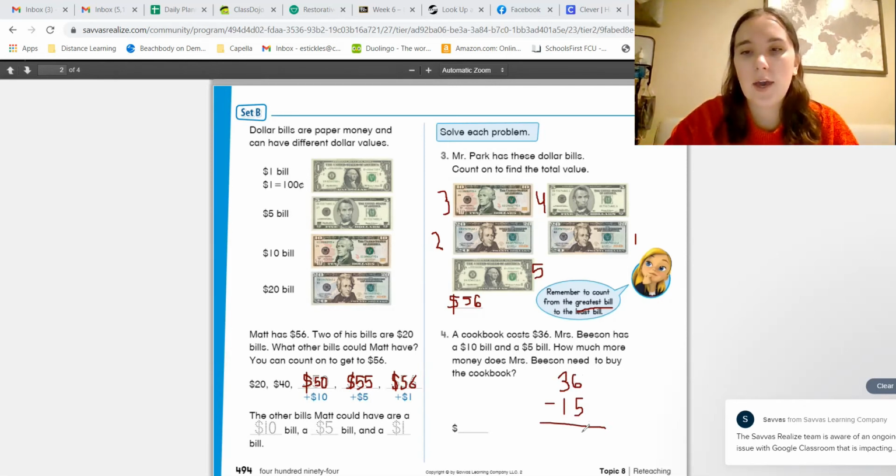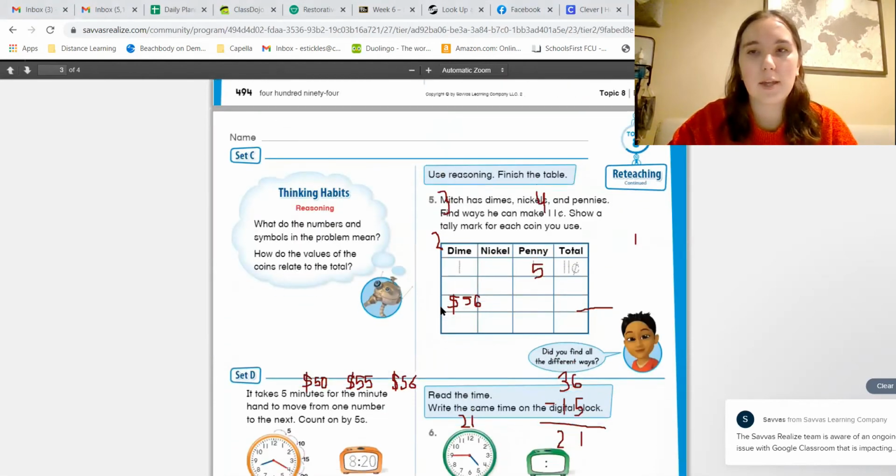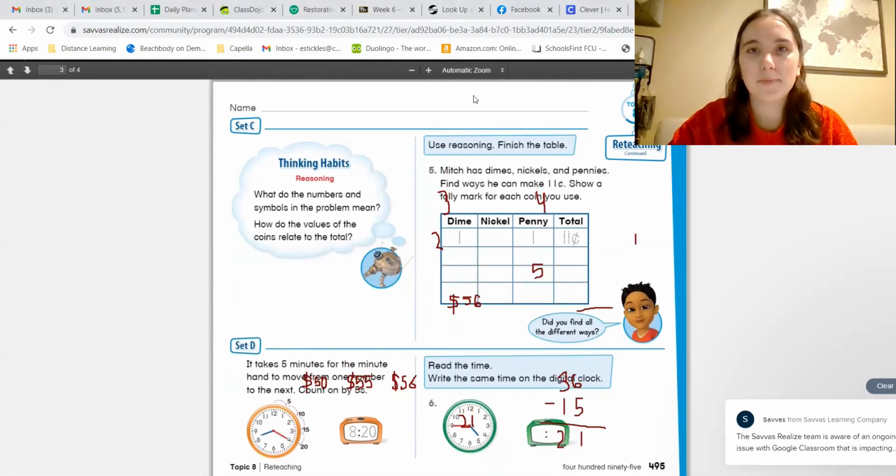So 6 minus 5 is 1. 3 tens minus 1 ten is 2 tens. So she needs $21 still to buy that cookbook. Let's go down to the next page, or you're going over to your next page on your paper and your workbook. And we're going to do one more problem with our coins and money before we go on to time.